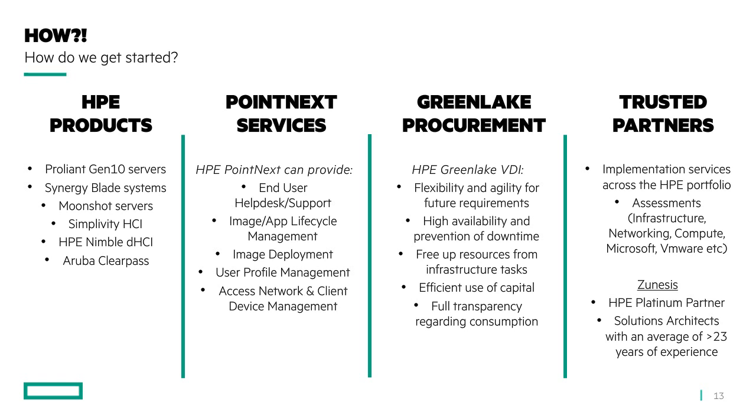Synergy Blade systems, Moonshot servers, and then, of course, when you talk about more of the hyper-converged, we have SimpliVity, and we have the DHCI, which is the disaggregated hyper-converged, which is taking HPE Nimble storage as well as ProLiant servers, putting them together and making them into HCI, but a little more disaggregated so you can increase compute without storage or increase storage without compute, things like that.